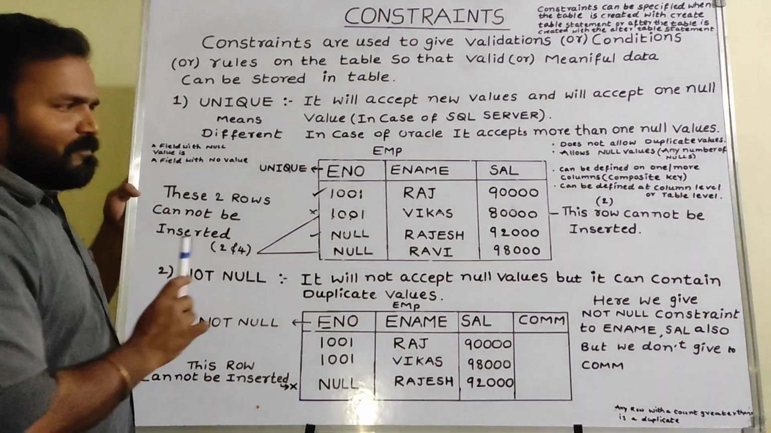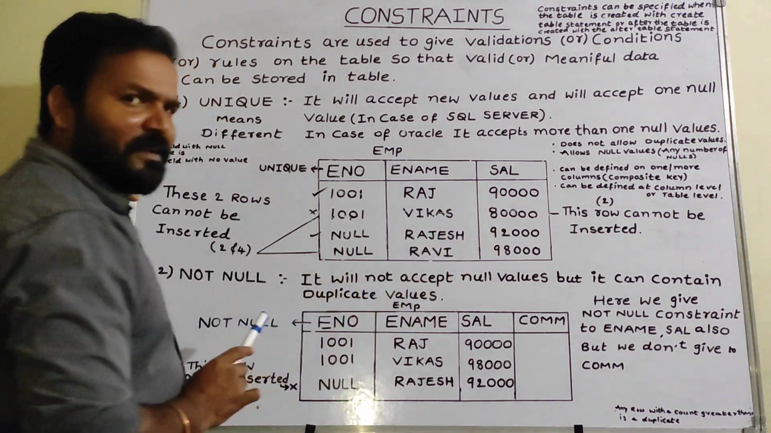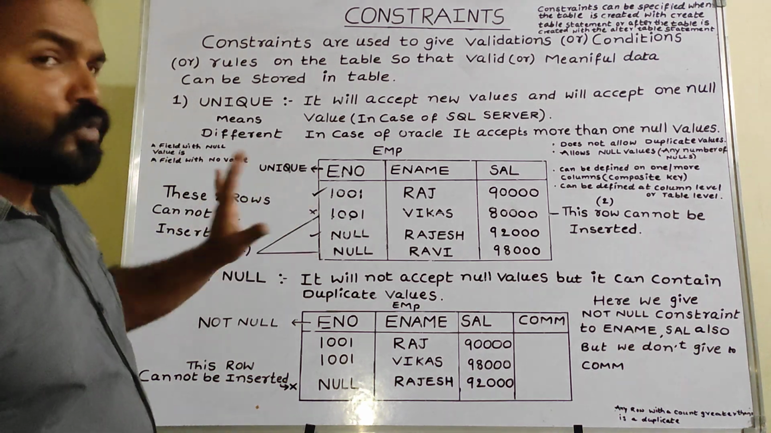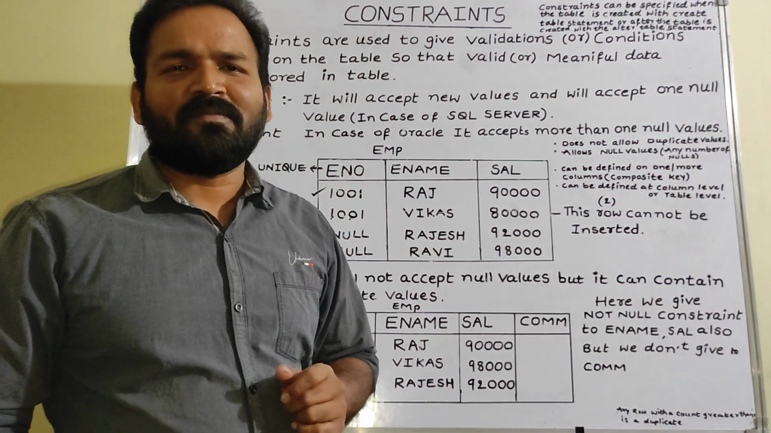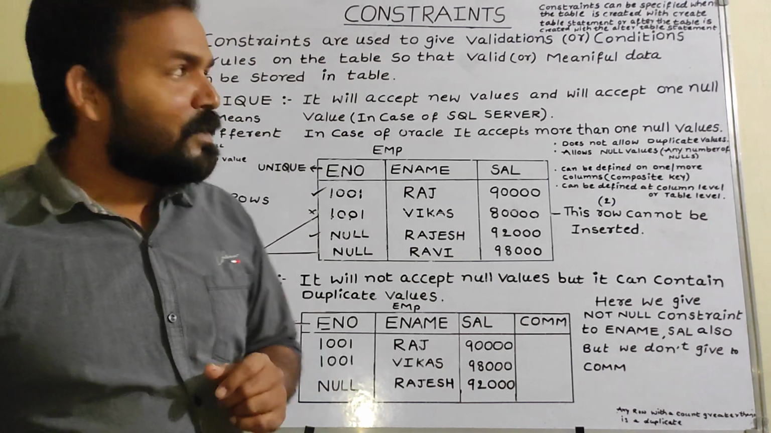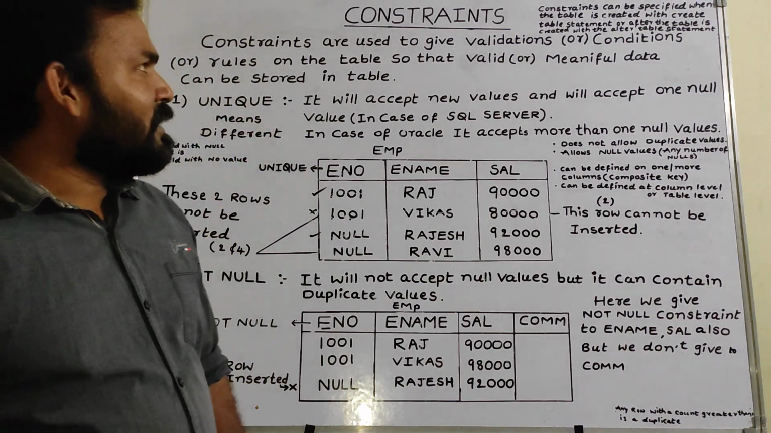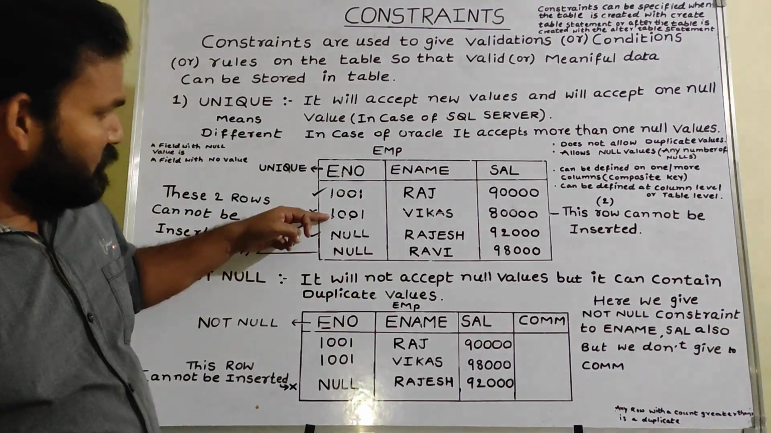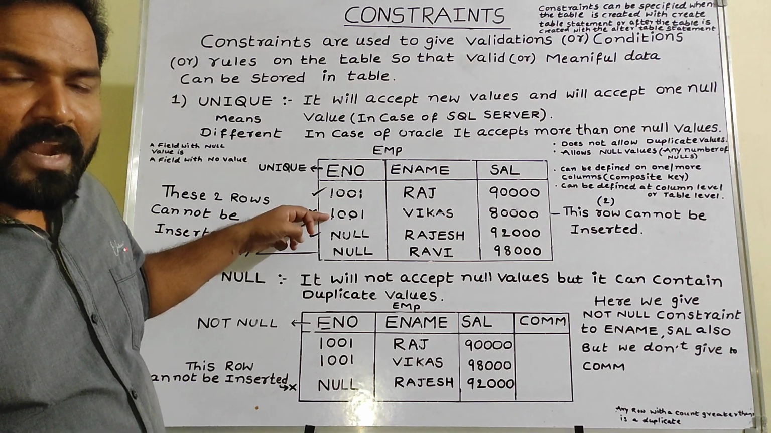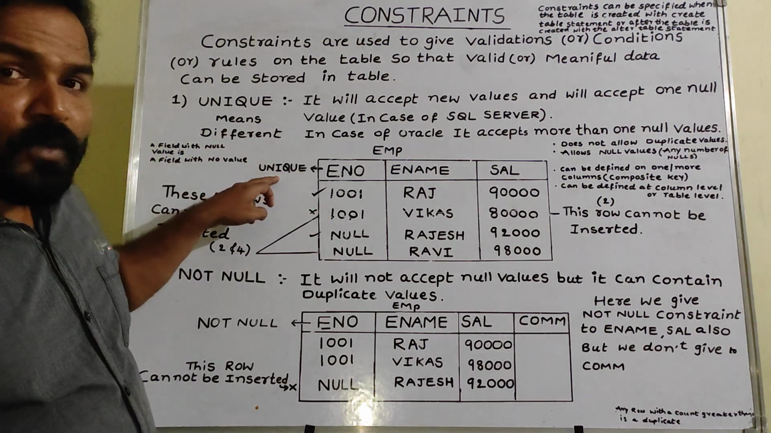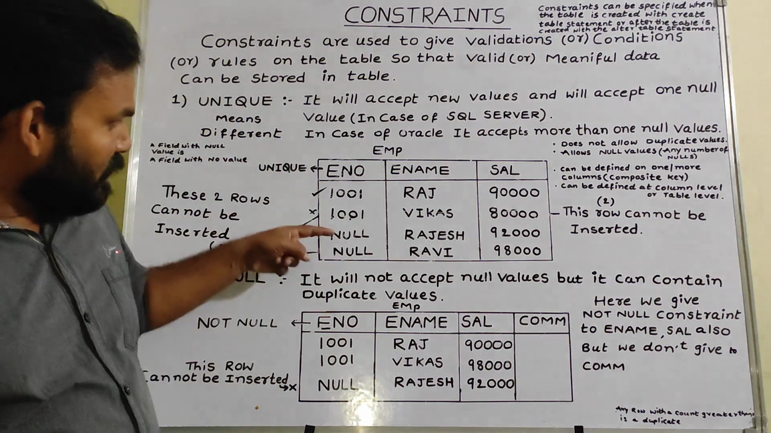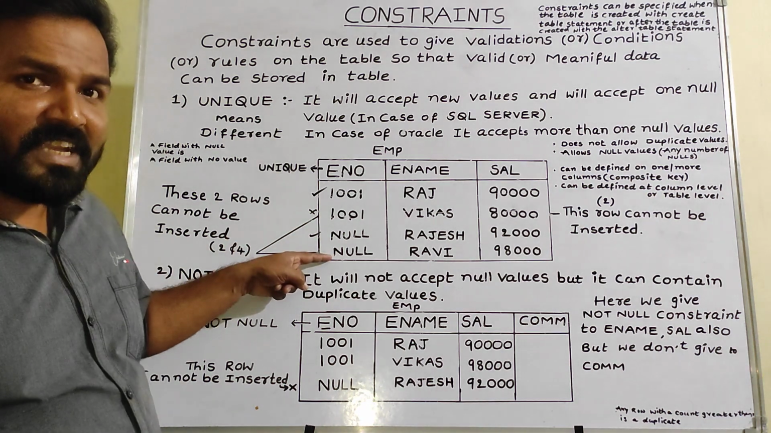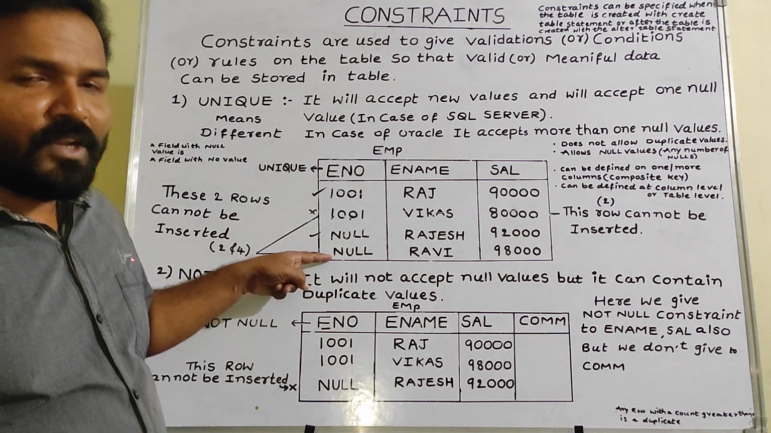So in this example, 1001, Because, 80,000, and null, Ravi, 98,000: these two rows cannot be inserted. Why? Because the unique constraint does not allow duplicate values, and it will accept only one null value in case of SQL Server. The second null value will not be accepted.